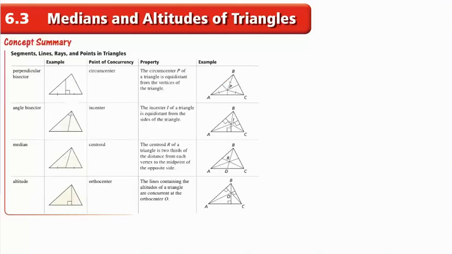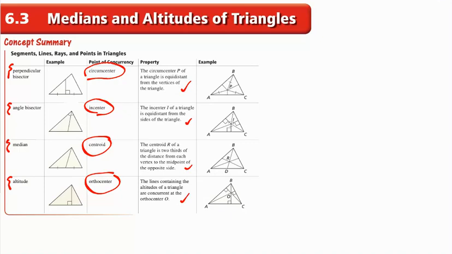So here is the concept summary. These are the different special segments that exist in each of the triangles, and these are the points of concurrency that exist when you draw three of them in a triangle, and here are the properties for each of those special points of concurrency. Again, remember, a circumcenter is equidistant from the vertices, so we can draw a circle that goes through the vertices. The incenter is equidistant from the sides, so we can draw a circle that touches all the sides from the interior.